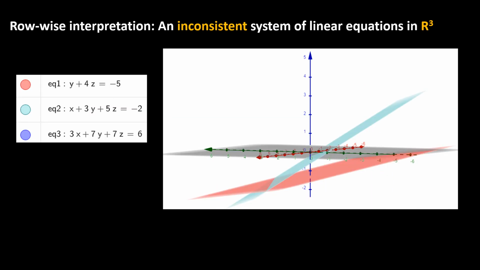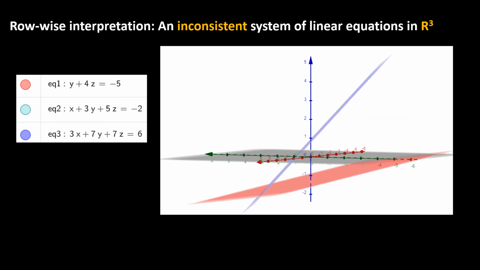Now that we know our system is inconsistent, we can take a look at the row-wise interpretation by plotting the first pair of two hyperplanes, the red and green one in this picture. You can see that we have an intersection over here.